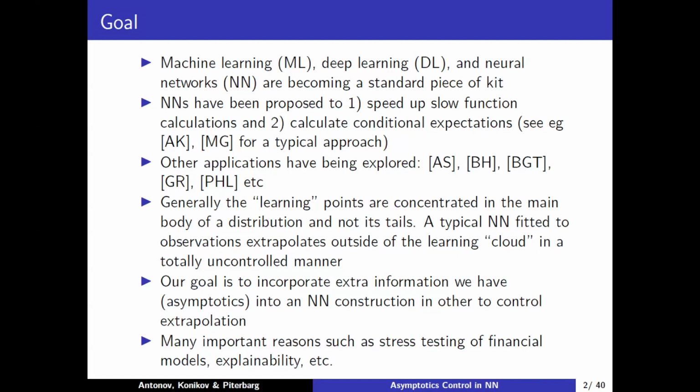Many important reasons, such as stress testing, explainability, and so on, are also reasons to do this work. As you know, the recent market stress related to COVID made for a very volatile month, such that some of the models were completely outside their well-defined area. That is why it's important to have the asymptotics as close to reality as possible.